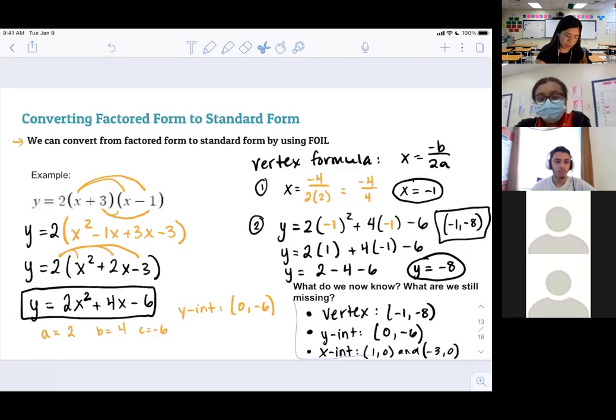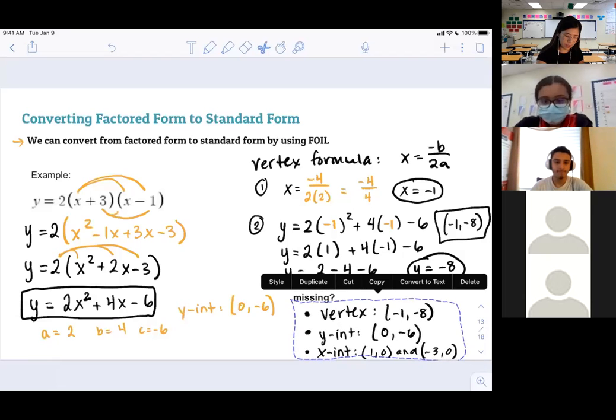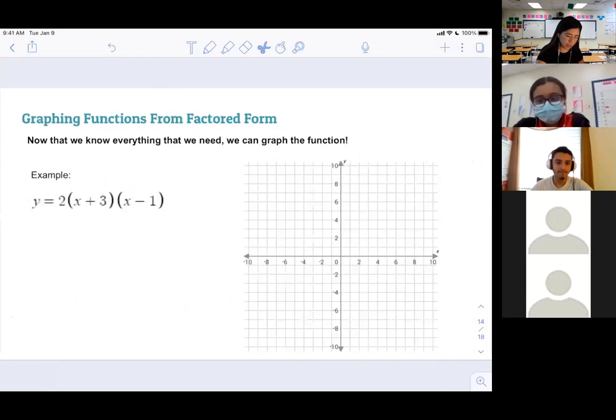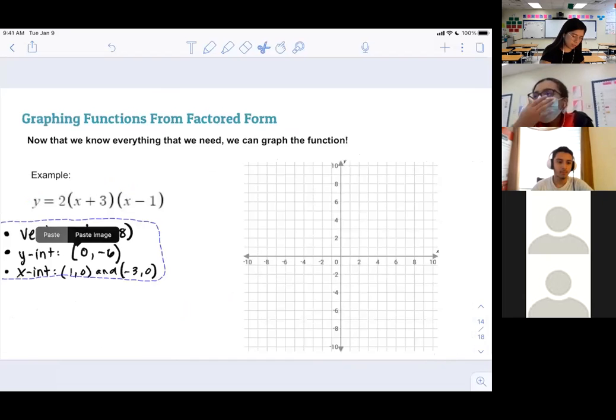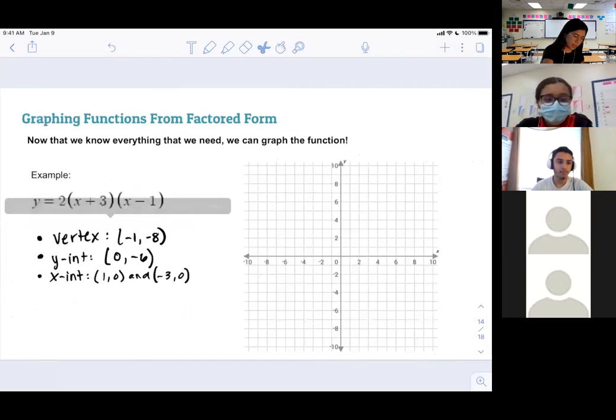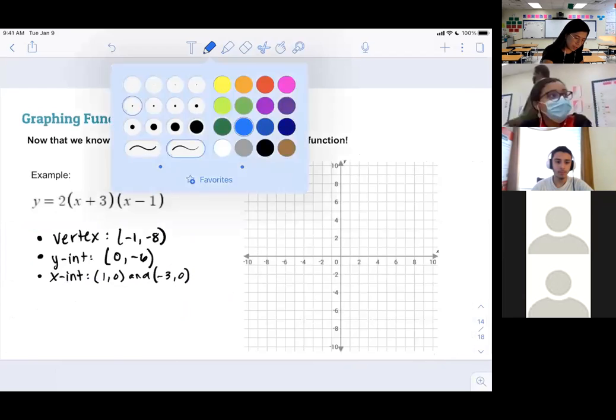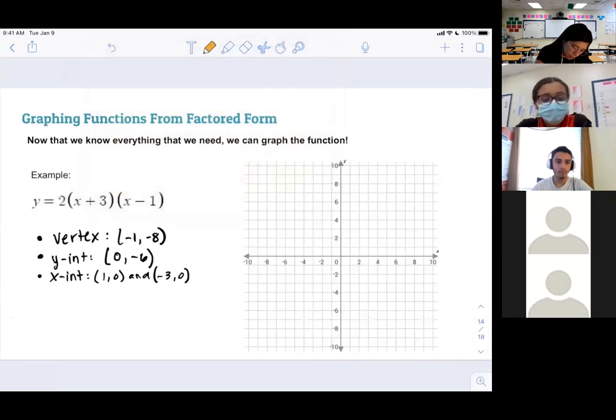Let's go ahead and graph it. And look, this one is nice. It has nice numbers. Hopefully we'll be able to graph this one. No fractions, nothing crazy. Let's see what it looks like. Vertex, negative one, comma, negative eight. Here we go. The y-intercept is negative six. And then my x-intercepts are one, comma, zero and negative three, comma, zero. Putting it all together, I make my parabola.